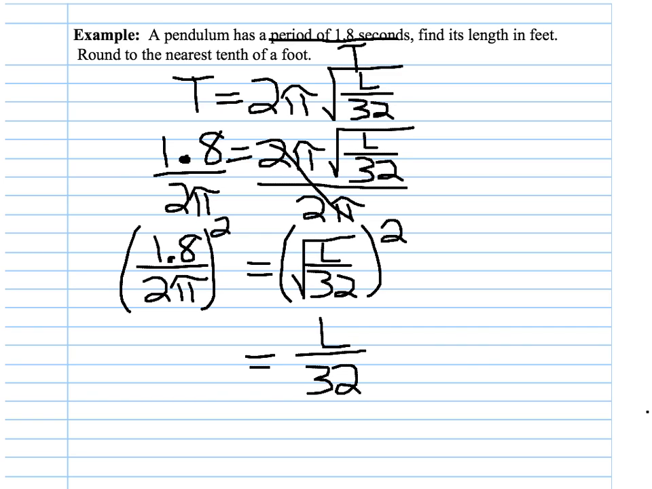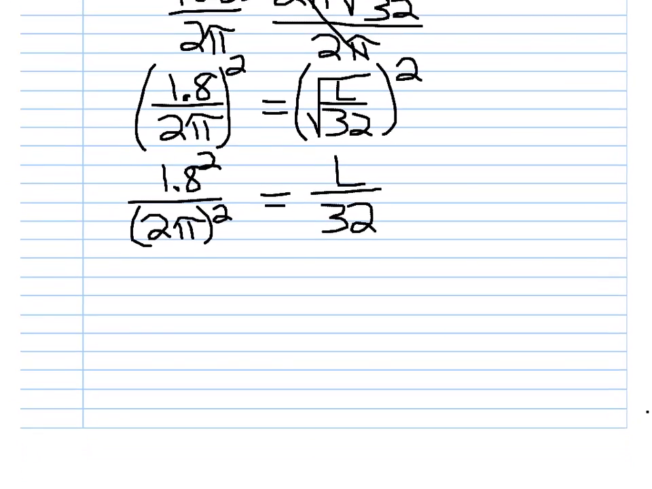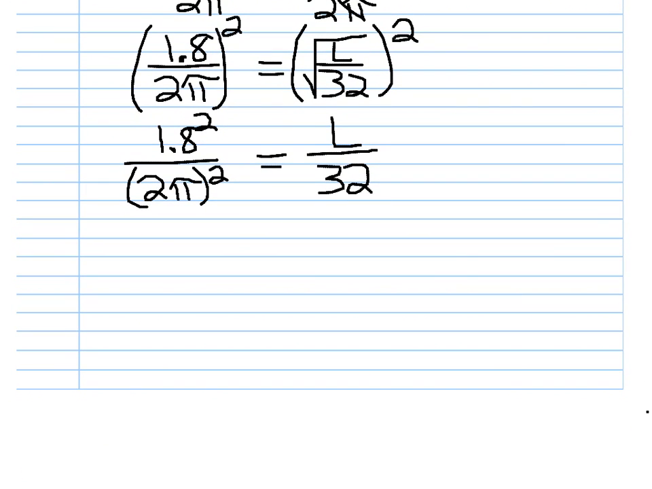And now I need to distribute that 2 squared to the numerator and the denominator. Once I do that, let's scroll up a little. I am going to figure out what these things squared are. 1.8 squared is 3.24. Notice I have to distribute this exponent to the inside of that parentheses. 2 squared is 4, and I'm going to leave pi as pi squared.